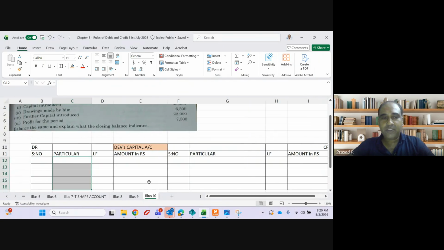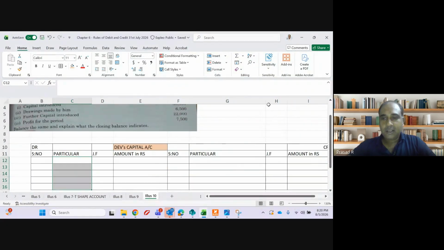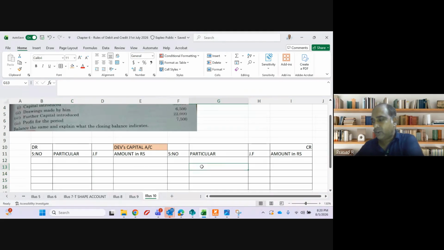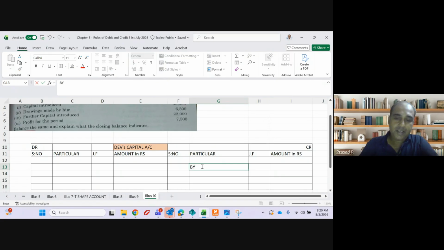Everyone knows, from day one we have been discussing this. Capital introduced: cash account debit to capital. When I introduce capital, my capital account will increase. By cash, cash account debit to capital. By cash account. In bracket you can mention capital, but it is not required.